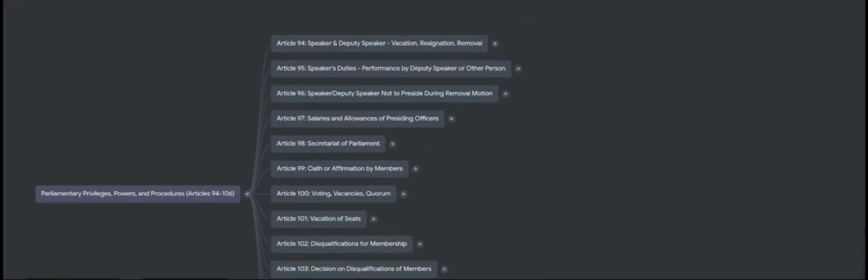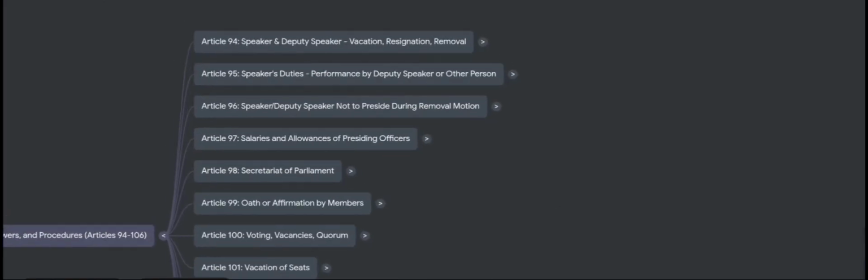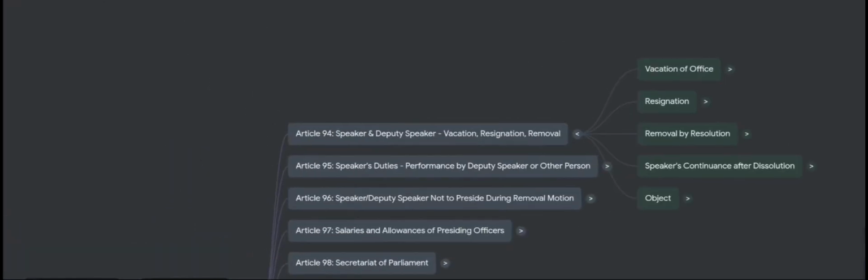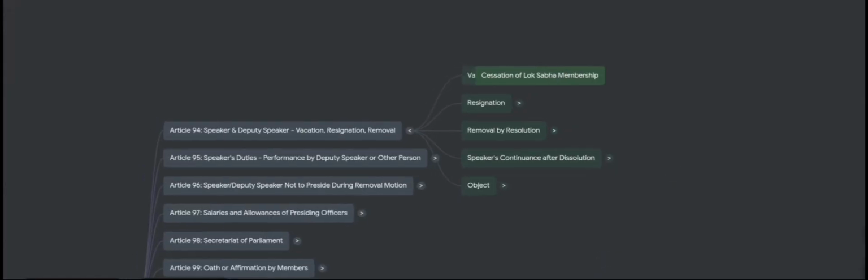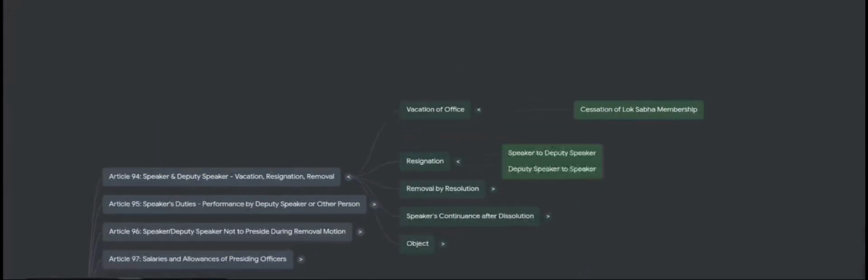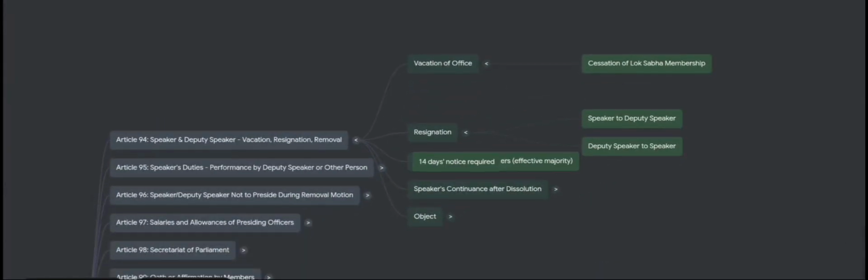Okay, let's kick things off right at the top with the leaders who steer the ship, the Speaker and Deputy Speaker of the Lok Sabha. Article 94 lays out their exit strategy, if you will, how they vacate their office, resign, or can be removed. It's all about ensuring clear, orderly transitions, preventing any leadership vacuum.